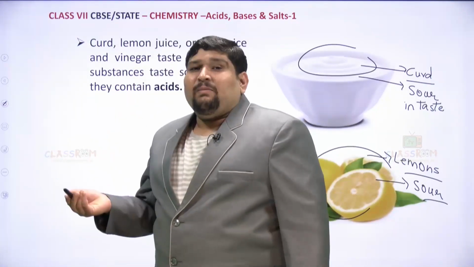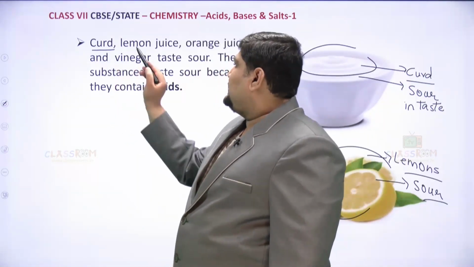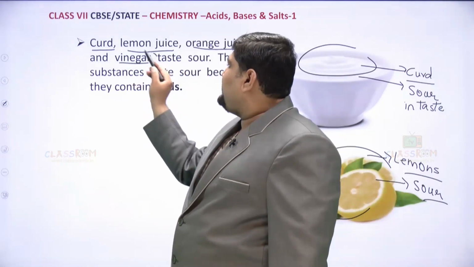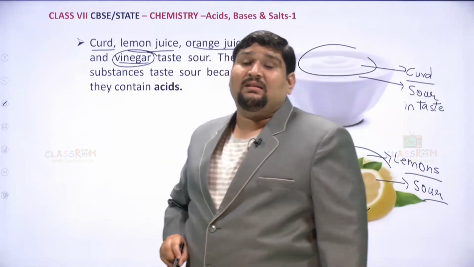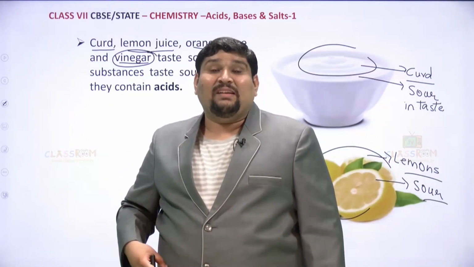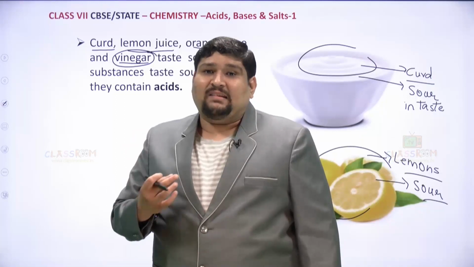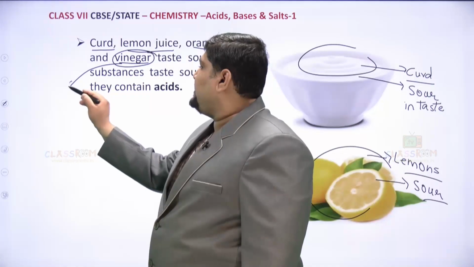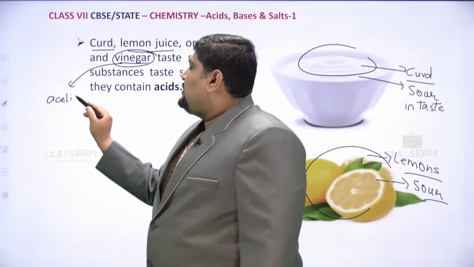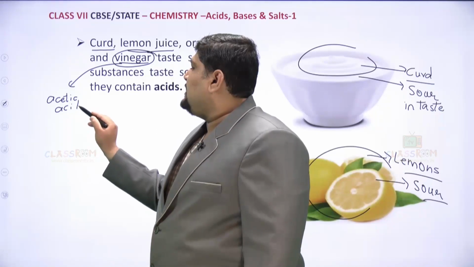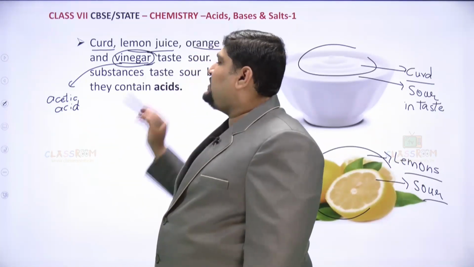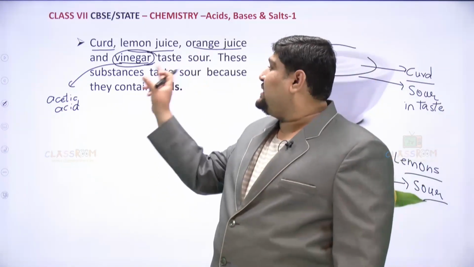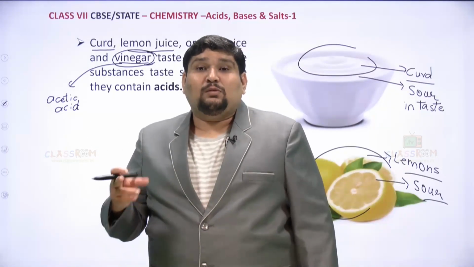Now you can find the same examples which we discussed: curd, lemon juice, orange juice and vinegar. Have you heard about vinegar, children? Where do we use this vinegar? Actually, vinegar is also one form of acid. Vinegar is one form of acetic acid, as we say. We are going to name some acids now. Out of which we go with this vinegar, which is also found sour in taste.